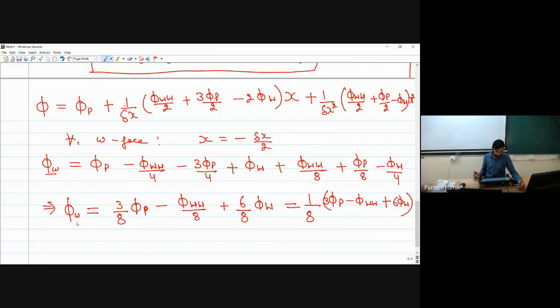Okay. Can you tell me, without deriving the equation, what will be the value for the east face, without going into the complete derivation, just looking into the previous expression of phi w? Now can you tell me what will be the expression for the east face?